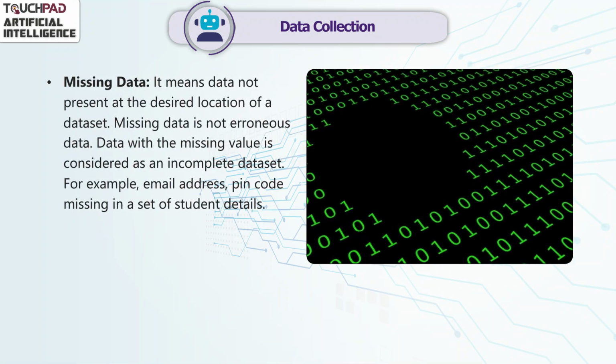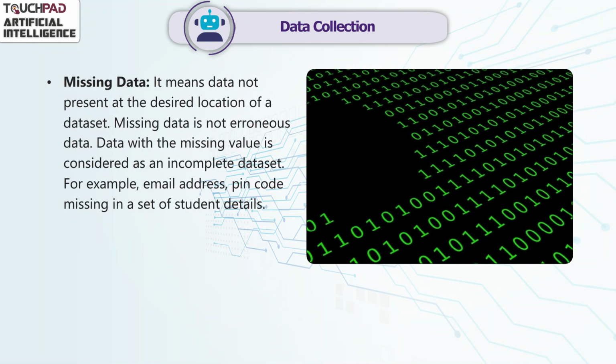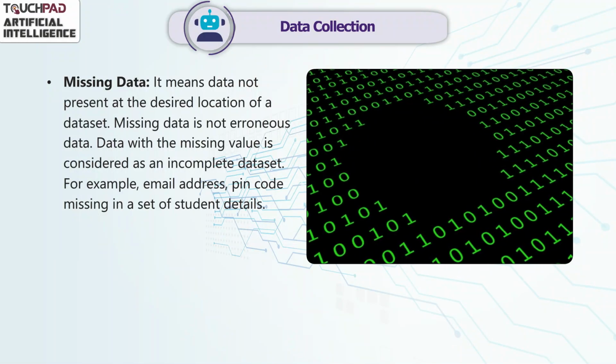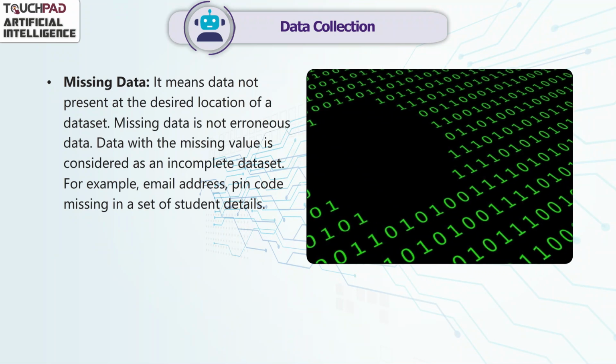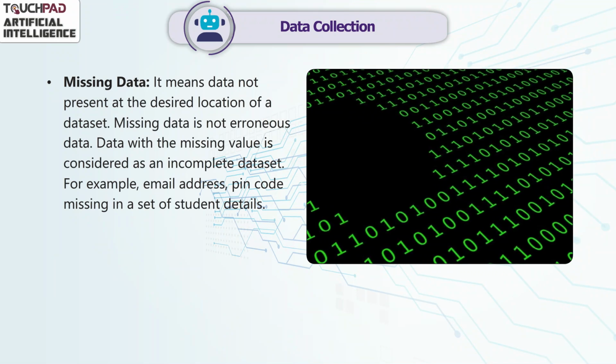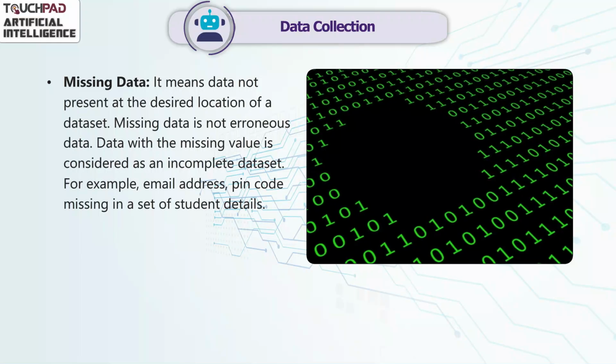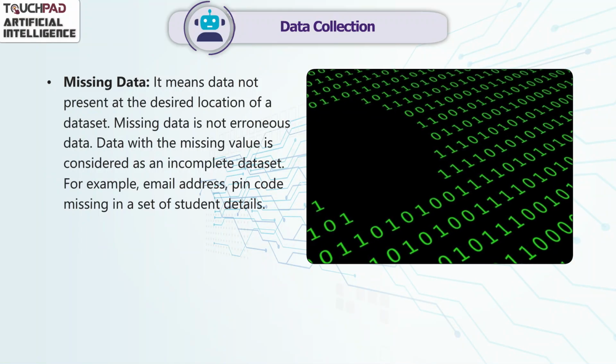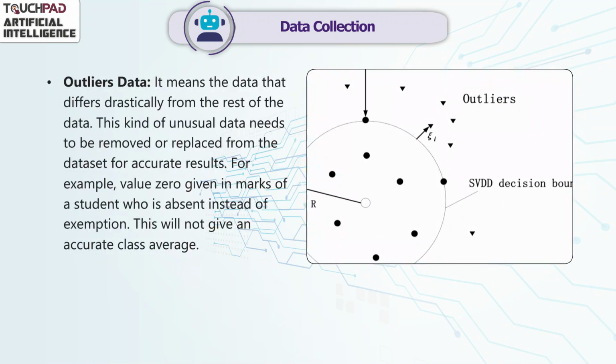Missing data. It means data not present at the desired location of a data set. Missing data is not erroneous data. Data with a missing value is considered an incomplete data set. For example, email address and PIN code missing in a set of student details.